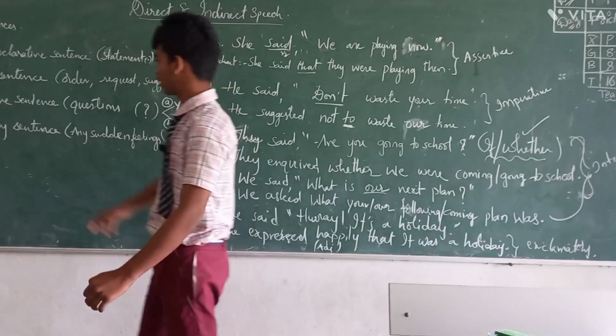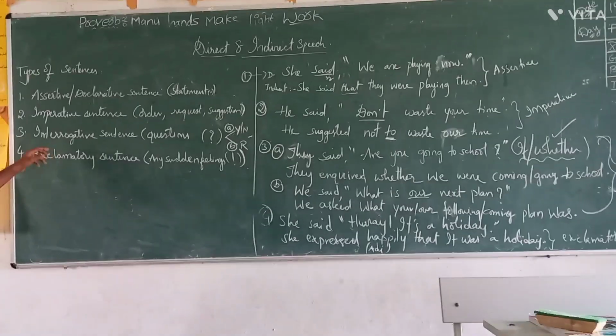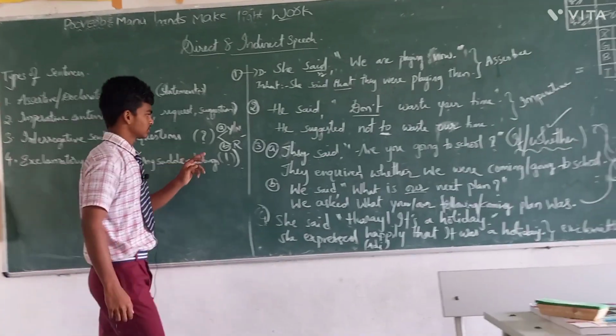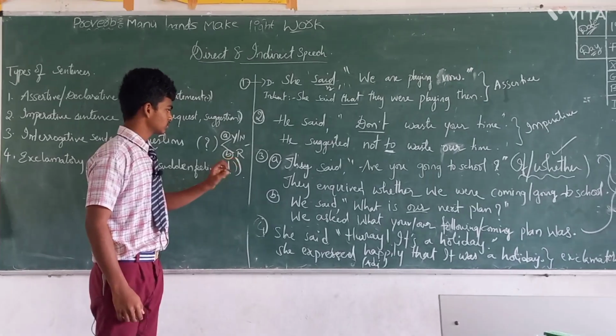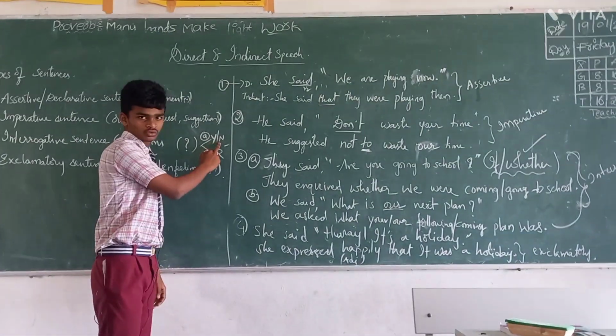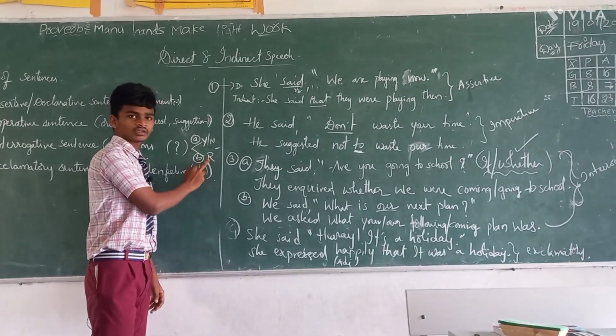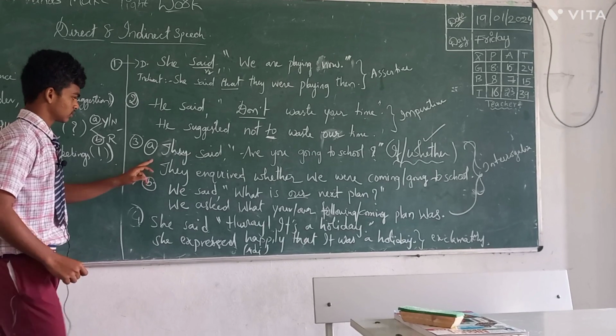Continue to the next, the interrogative sentence. Now let's see the interrogative sentences again. How many types of interrogations do we have? Two types. What are they? Yes or no type questions, and the other is reasoning type questions. Example now, a yes or no type question.